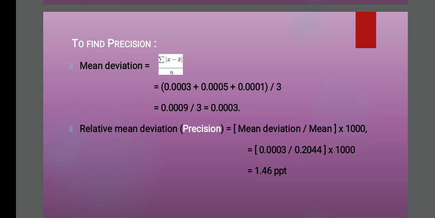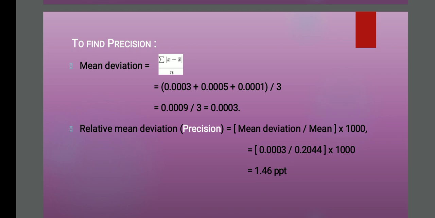I'll repeat, mean deviation is nothing but sum of xi minus x bar divided by n. So what you have to do here, you put a tabulation, you find the difference between the experimental value and the mean value. After finding that, you do the summation of all the things, you divide it by 3, you get the mean deviation.